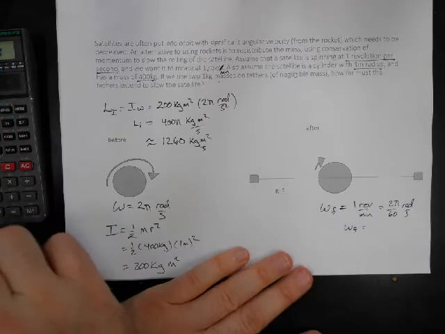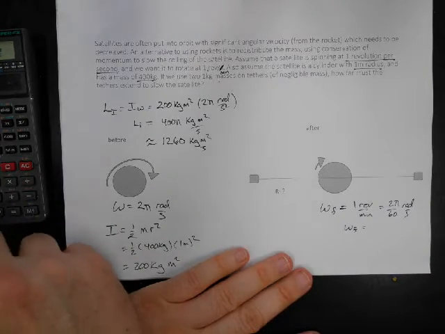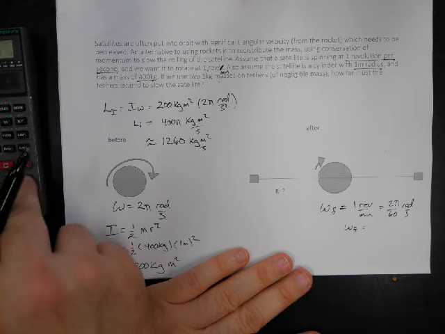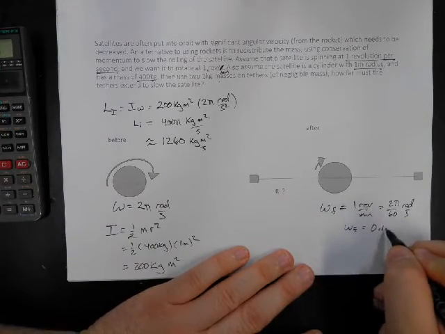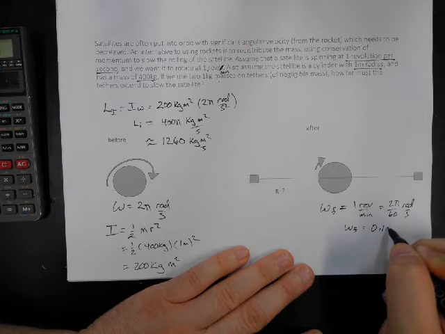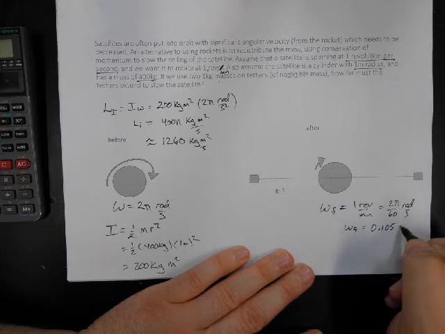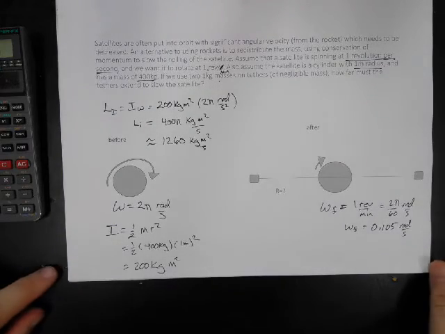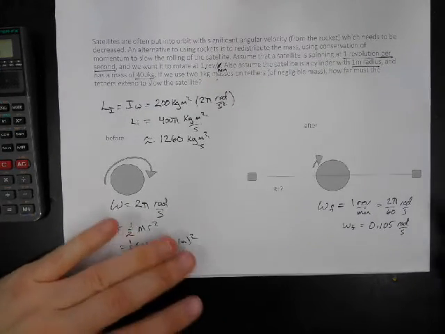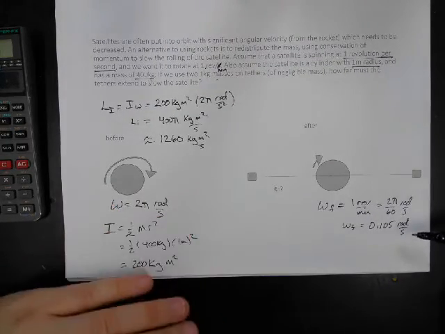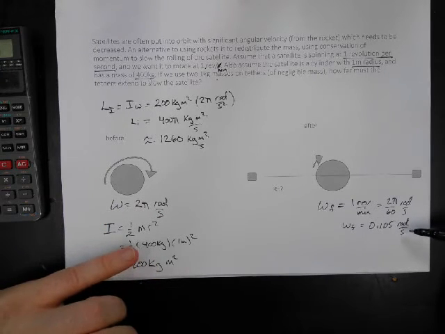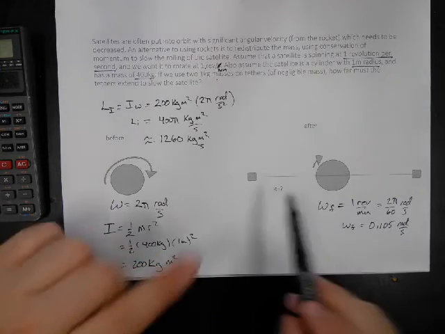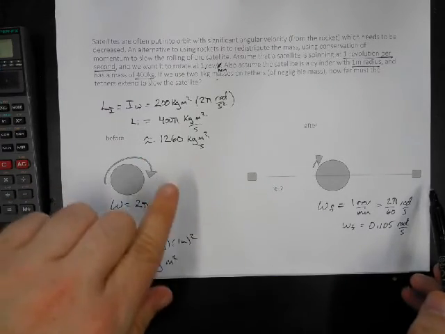And that's going to be 2 times pi divided by 60, which is 0.105 radians per second. So we want to slow it down by a factor of 60 effectively. And the way we're going to do that is put some mass very far away.